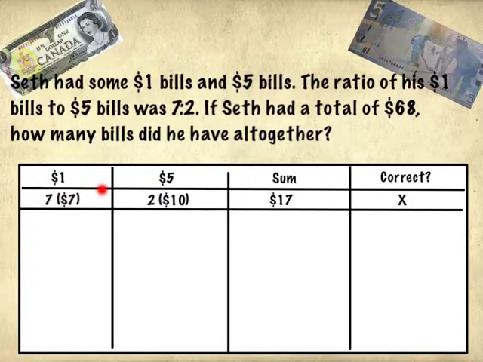So we started here by making a chart. $1 bills, $5 bills, the sum, and is it correct? And the ratio is 7 to 2, so I started by guessing that he had 7 $1 bills and 2 $5 bills. 7 $1 bills would be $7. 2 $5 bills would be $10, and when I add those up it gets 17. I need 68, so that is not correct.